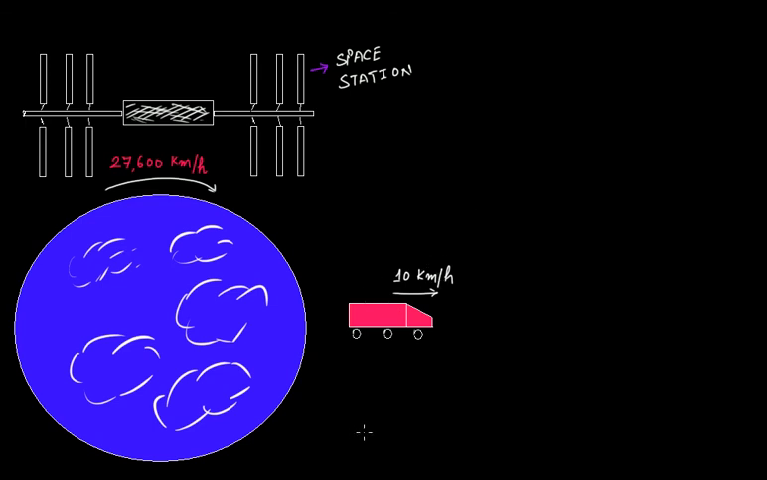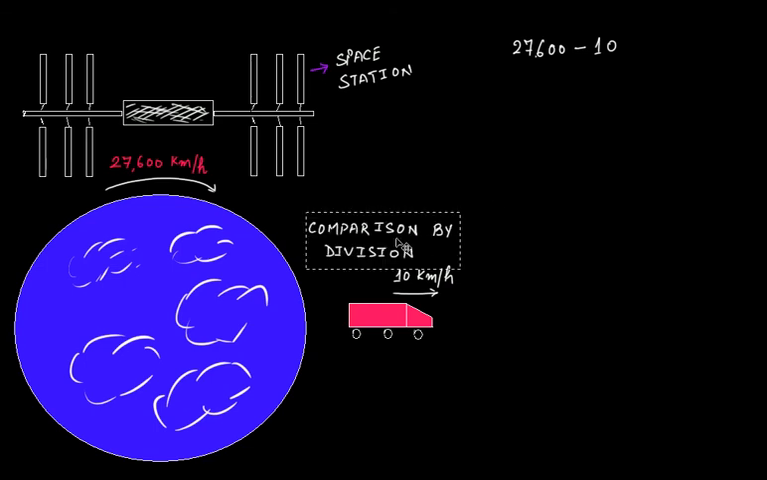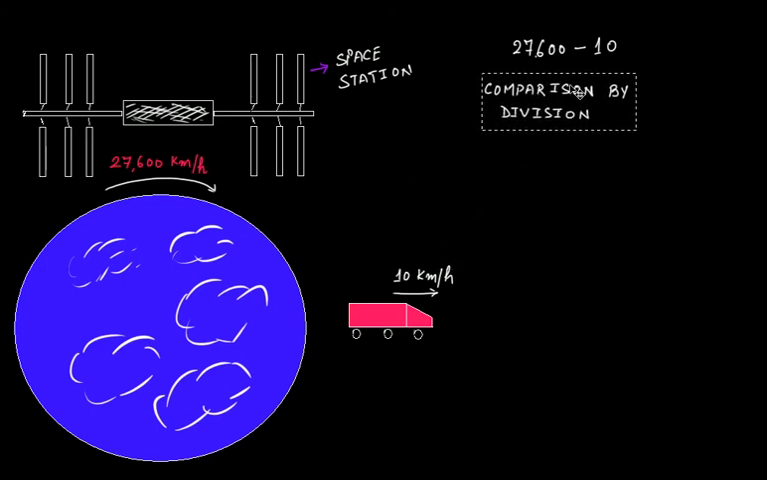Let's suppose it's a contrived situation where we are comparing the speed of these two. So what will you do, will you subtract, 27,600 minus 10, in order to compare the speed of these two? No, it's far too unwieldy, right? It's impractical. So in this case, you will use the comparison by division, and that is the concept of ratio.